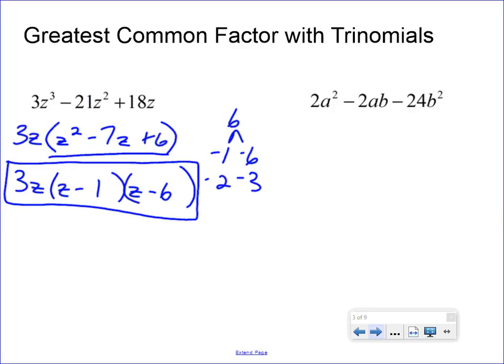Okay, on this next one, what's common here? Well, I know that there is a 2 common throughout all of these, so I'd factor out a 2.